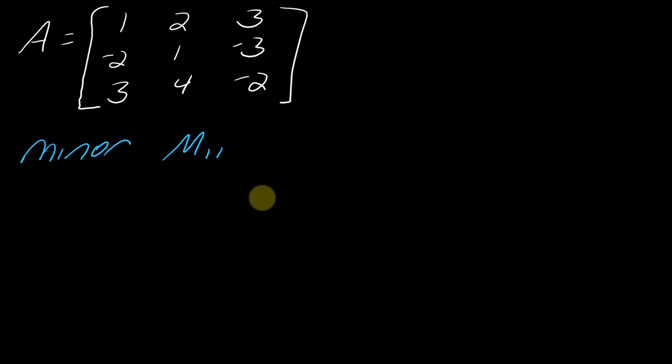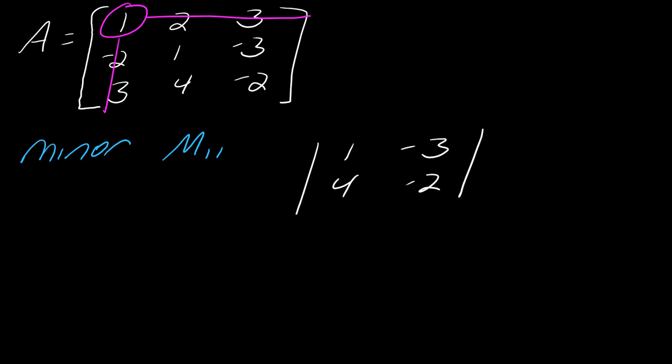Okay, so this is row 1 and column 1. So in row 1, column 1, we're talking about this element here. So the minor associated with this element, well, we already calculated this one, right? So if I asked you what is the minor associated with M sub 1, 1, this would be 1, -3, 4, and -2. So that would be that minor.